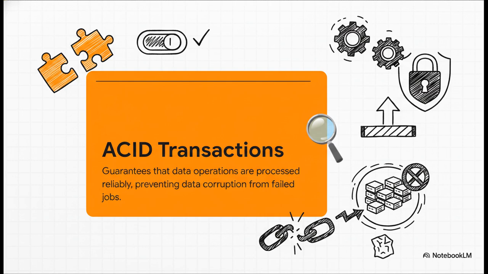First up, ACID transactions. Now, this is a classic database term and it's a huge deal. It's basically a promise that every operation is all or nothing. A job either completes 100% perfectly or it fails completely and leaves your data exactly how it was before. No more of those half-finished jobs that corrupt everything. Suddenly, your data lake has the rock-solid reliability of a database.